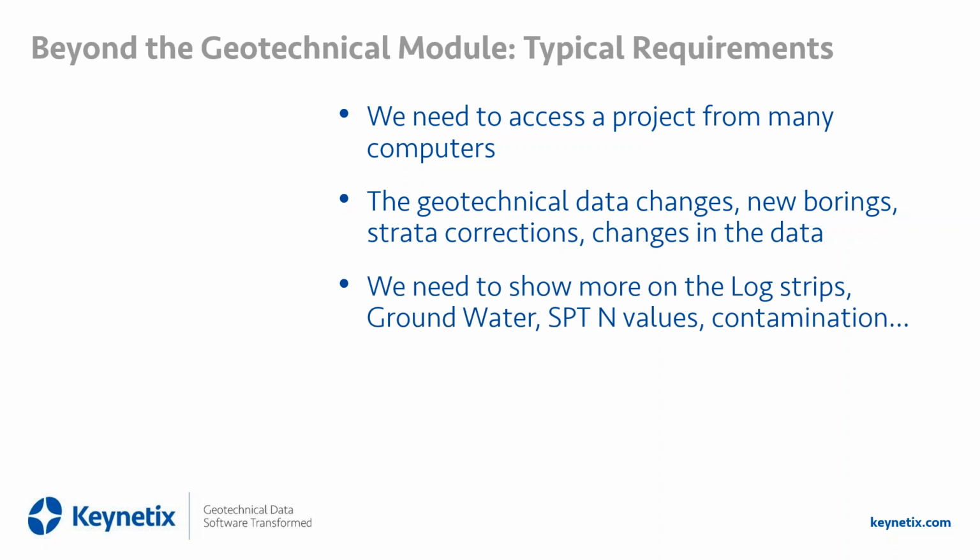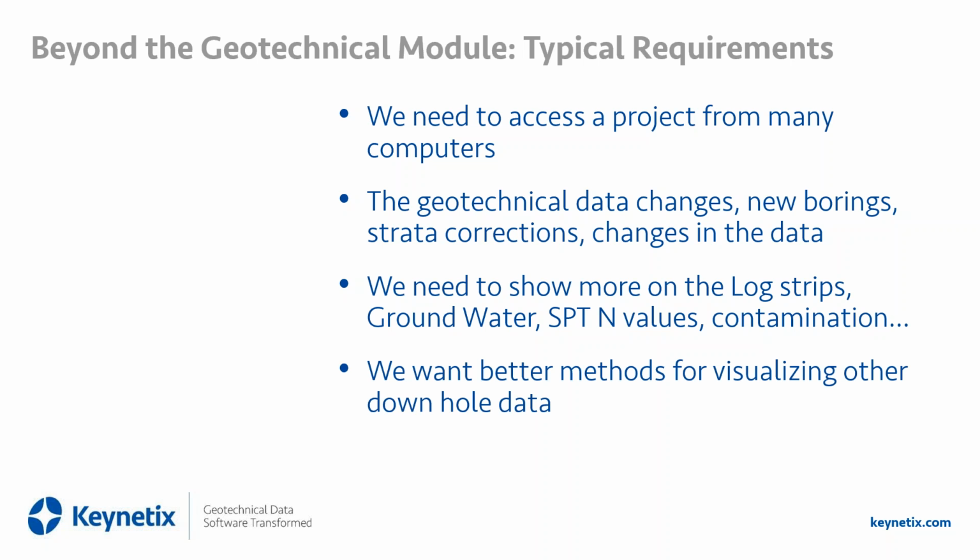Another requirement you may have is that the log strips are okay, but we work with a lot more than just geology data in our organization. We need to show where groundwater is on our log strips inside Civil. We want to show things like SPT N values, blow counts in our logs. How does it change as you go down in depth in your boring log? Perhaps you want to work with contamination data, and show contamination levels down there. So there may be different types of information you want to show in those log strips.